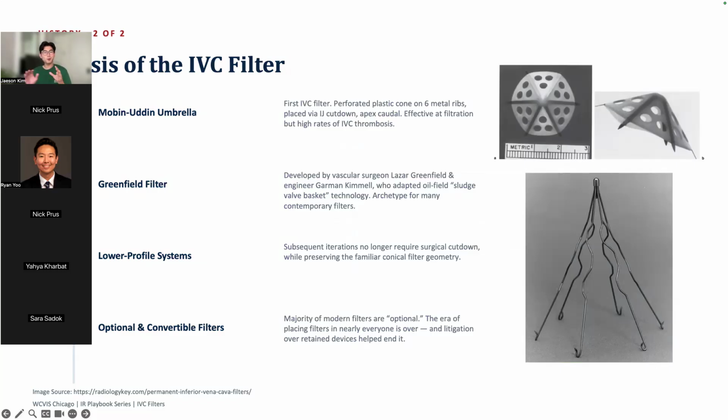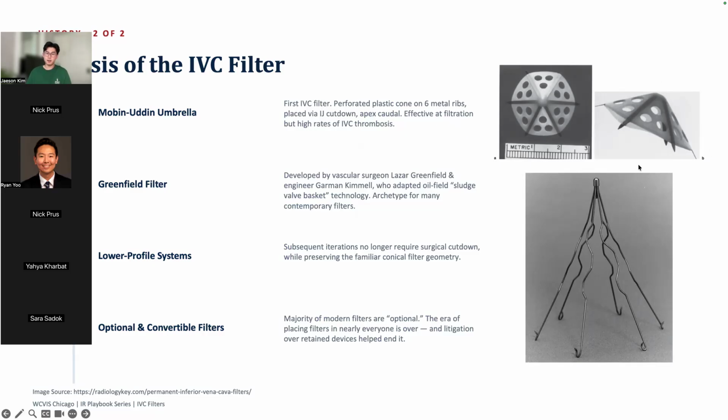Okay, so here's a really quick history on how the filter came to be, and I think it's actually kind of fun. So the first one was back in 1967. It was called the Mobin-Uddin umbrella. It was basically a little plastic cone held up by six metal ribs, and it did catch clots, which is great, but the problem was that it caused the vena cava itself to clot off too often, and so it kind of fell out of favor. And so this is a picture of that type of filter.